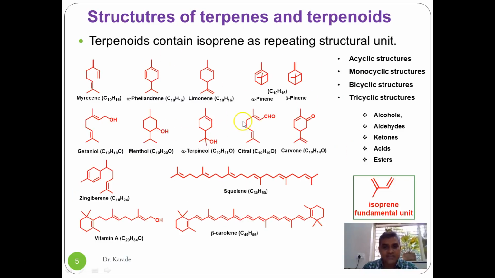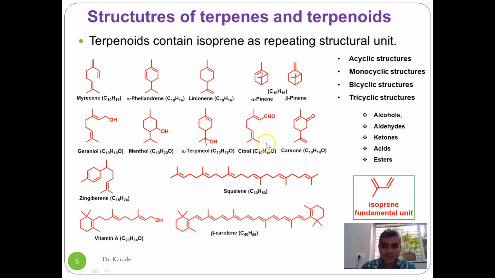So if we look at all these examples of terpenes, we find that they contain carbon atoms in multiples of 5. Isoprene is a repeating unit, and isoprene contains 5 carbon atoms. So myrcene contains 10 carbon atoms. Gingiberene contains 15 carbon atoms. Vitamin A contains 20, squalene contains 30, and beta carotene contains 40 carbon atoms. So terpenoids are mainly made up of isoprene units, and the number of carbon atoms present in them depends upon how many isoprene units they contain. So in other words, terpenes are made up of isoprene units.